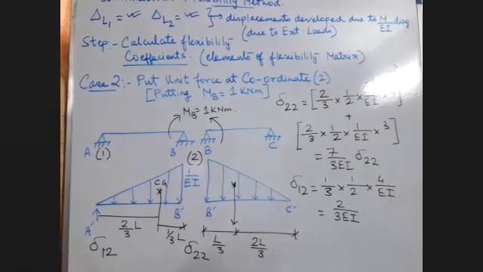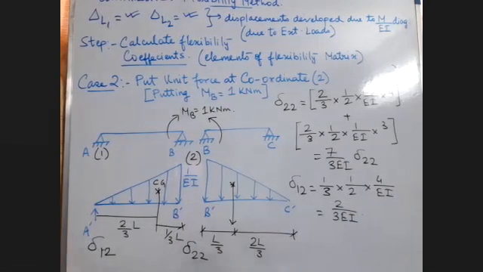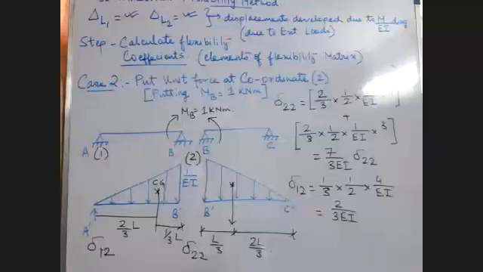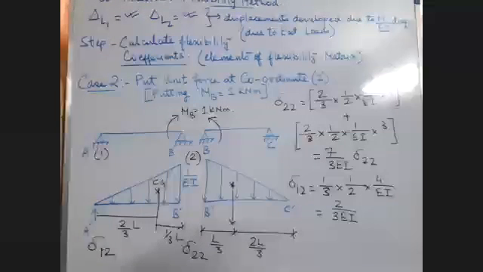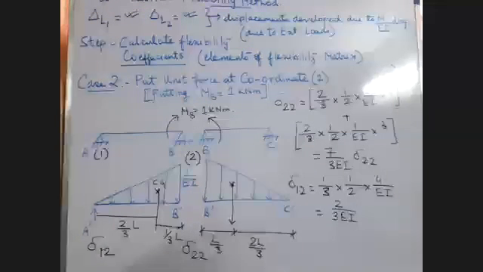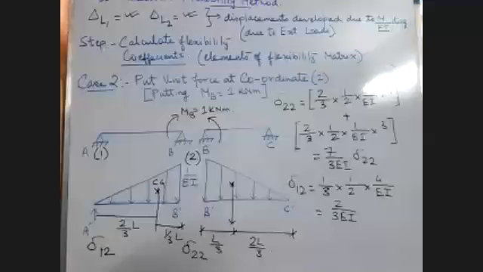So in case 1, we have got delta 1,1 and delta 2,1. That is the elements of the first column. Check, you can see in case 1 we have calculated delta 1,1 and delta 2,1, the elements of column 1. Second, in the second case, we have got delta 2,2 and delta 1,2 elements.